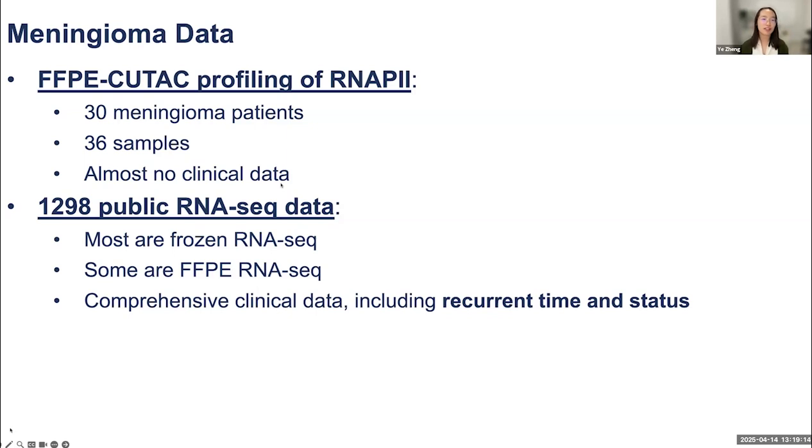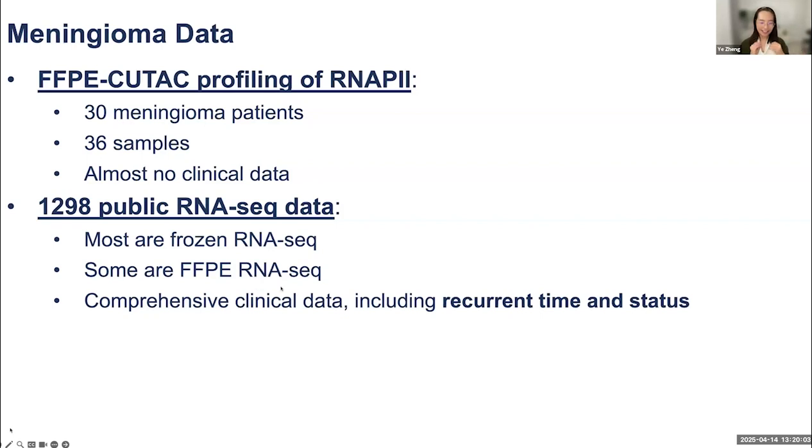However, because meningioma is such a common brain tumor, the literature has been built up over so many years. So we curated all the publicly available RNA-seq data that have clinical information, including recurrence time and status. In total, we collected around 13 public data sets, about 1,300 public RNA-seq samples from 1,300 patients. Those are mostly RNA-seq data on frozen samples, in other words, relatively high quality. Some are FFPE, and we checked that the data quality is relatively low, so we mostly excluded them from the integration.